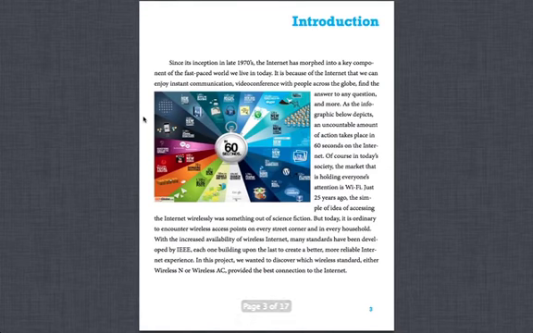And this is an introduction page, and it just talks about how the internet started and how it evolved and grew and how it came so far till modern day, when now we can find wireless access points and wireless networking pretty much everywhere.